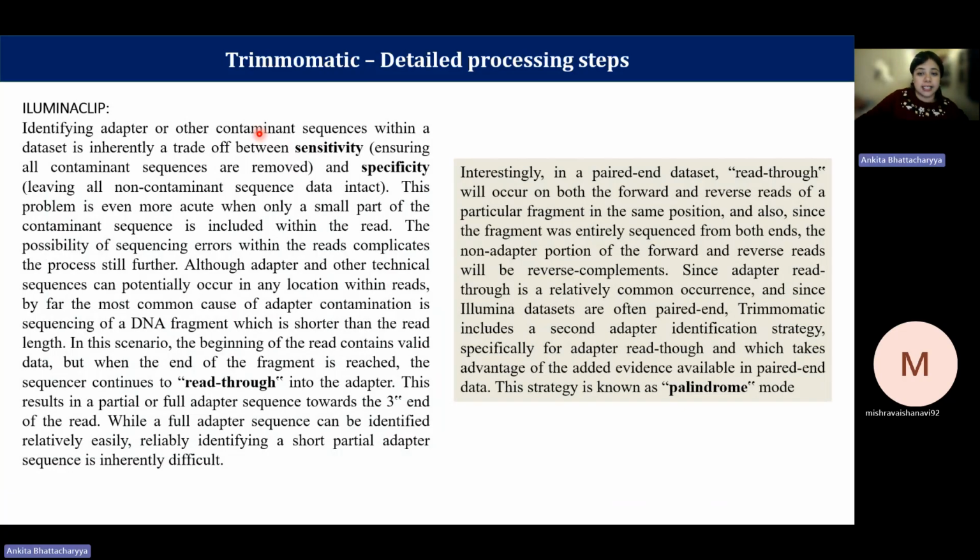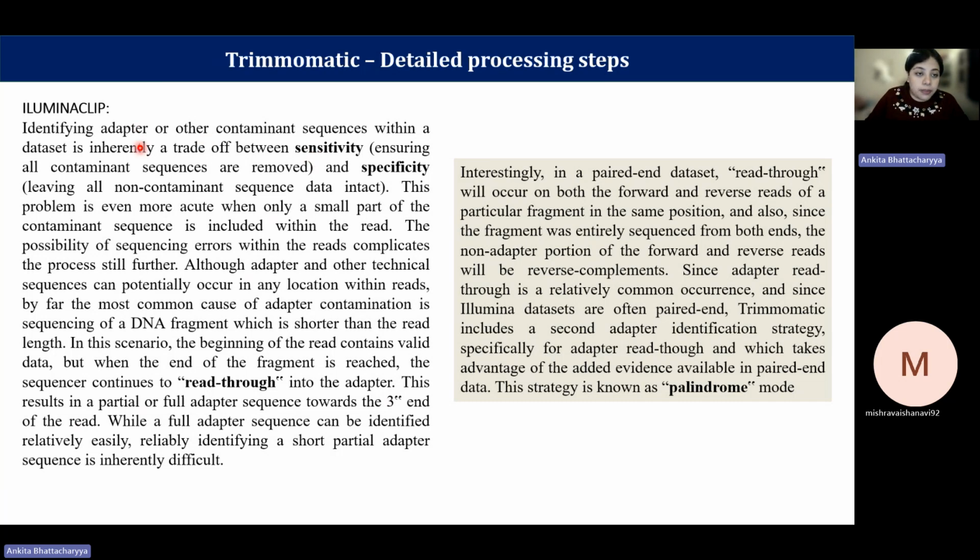Let us now understand these in a little more detail. The first one is Illumina clip. Again, something we have already discussed. What is its job? The job is to identify adapter or any other contaminant sequences within a particular data set. You want to get rid of anything which is not the actual sequence, and you want to trim them off.